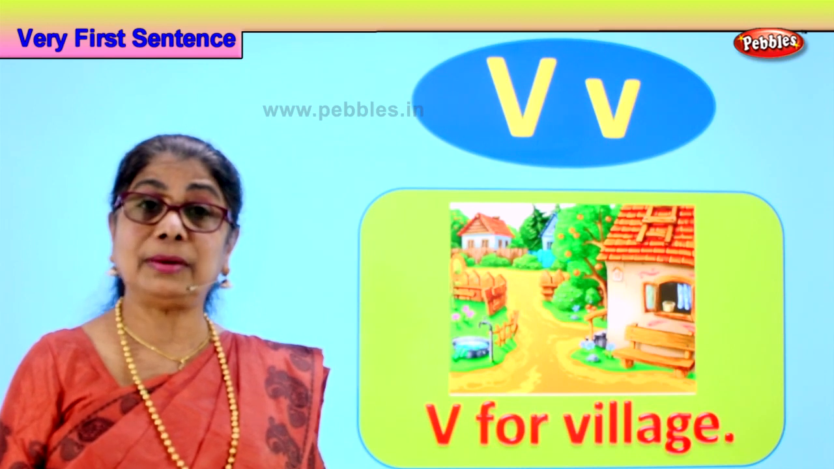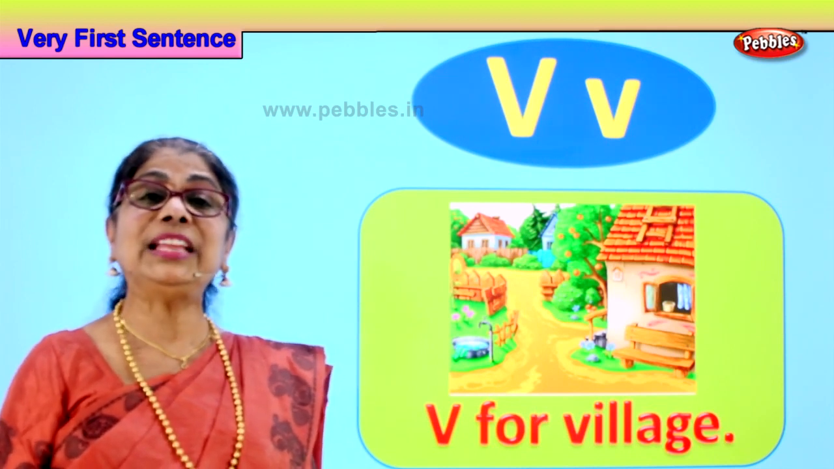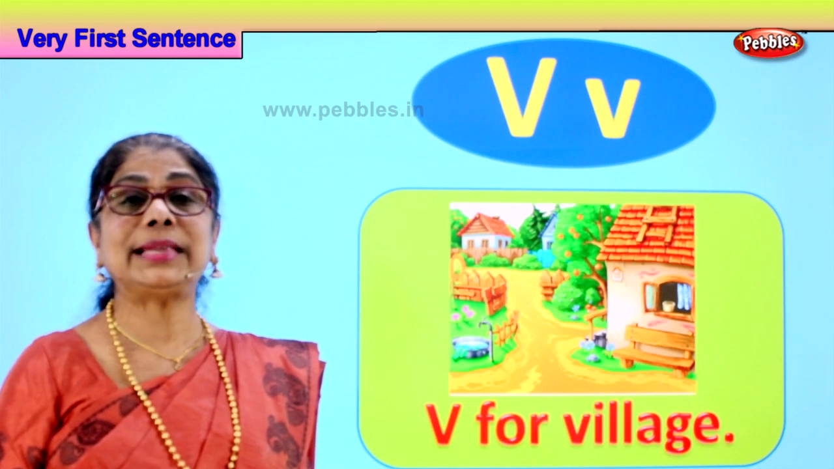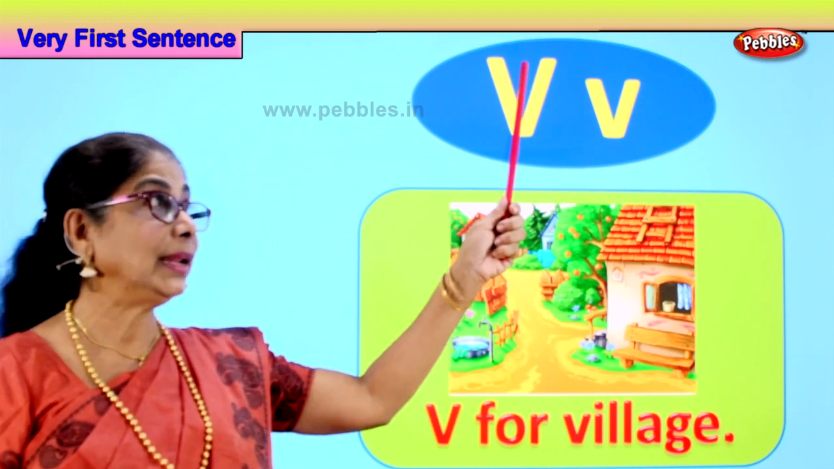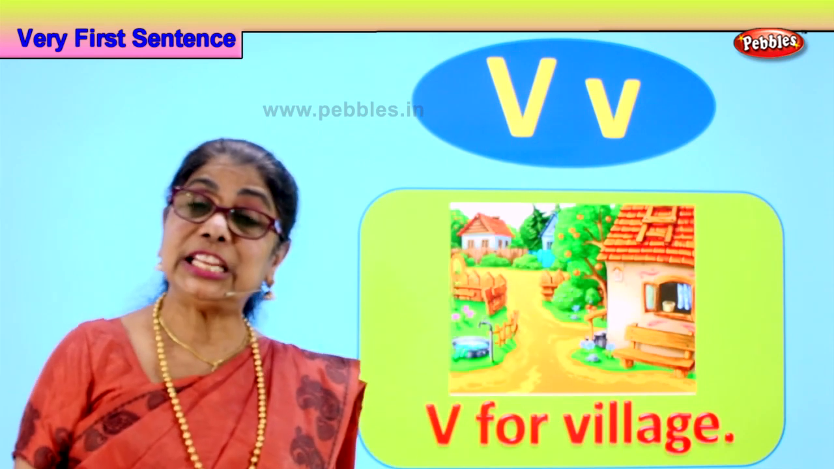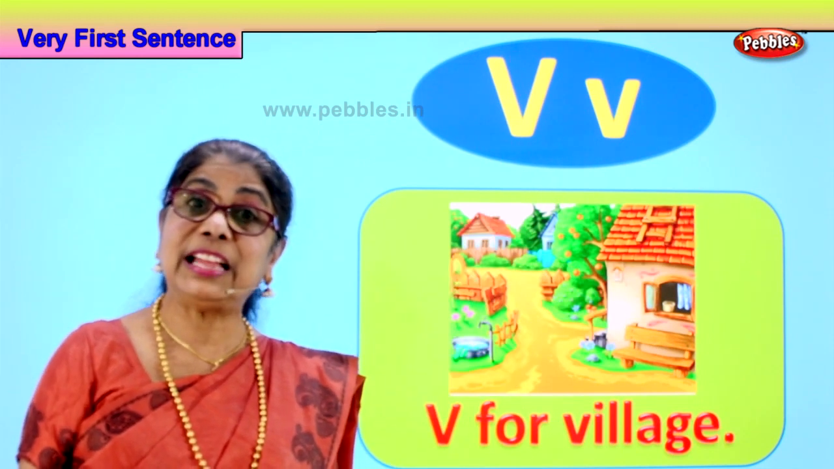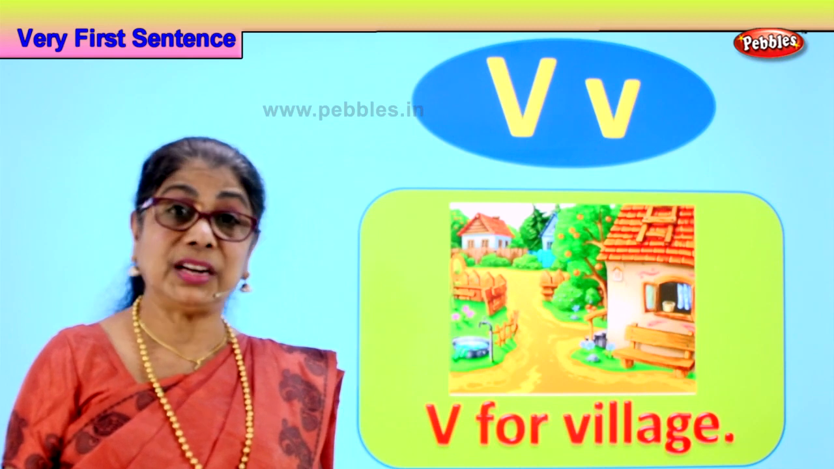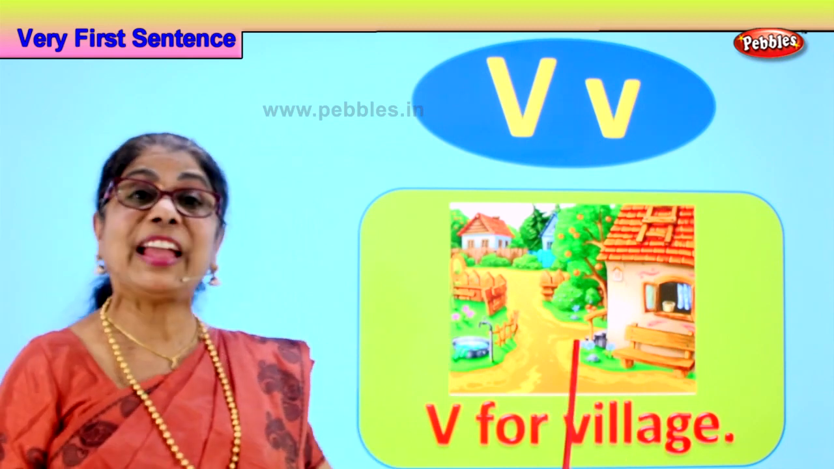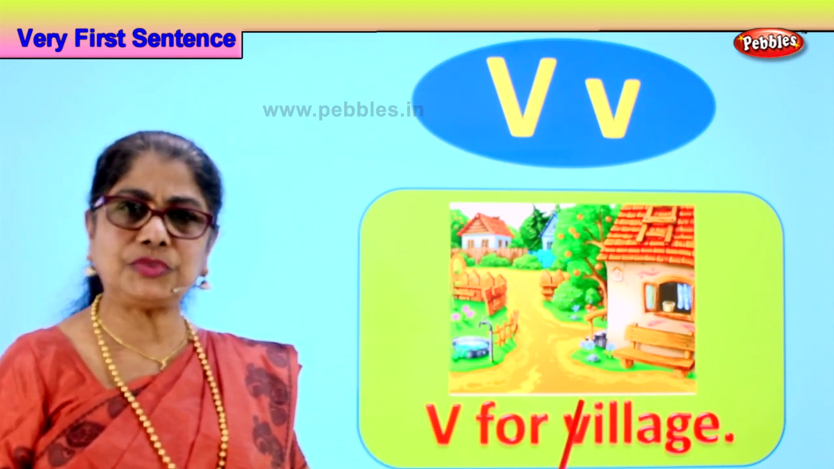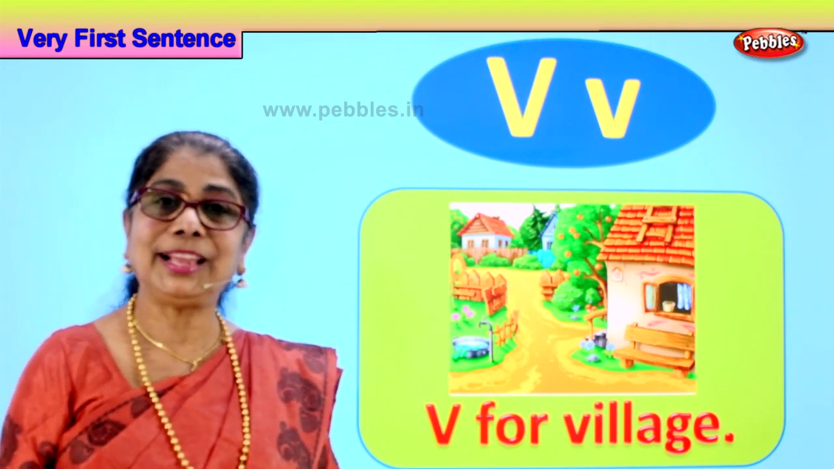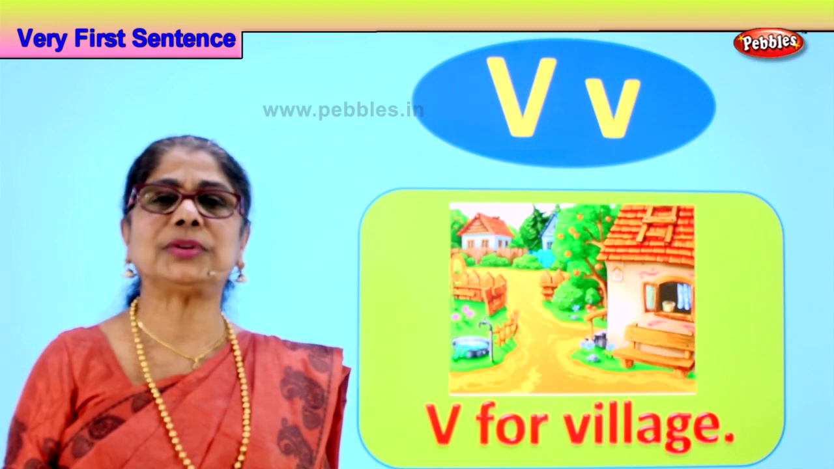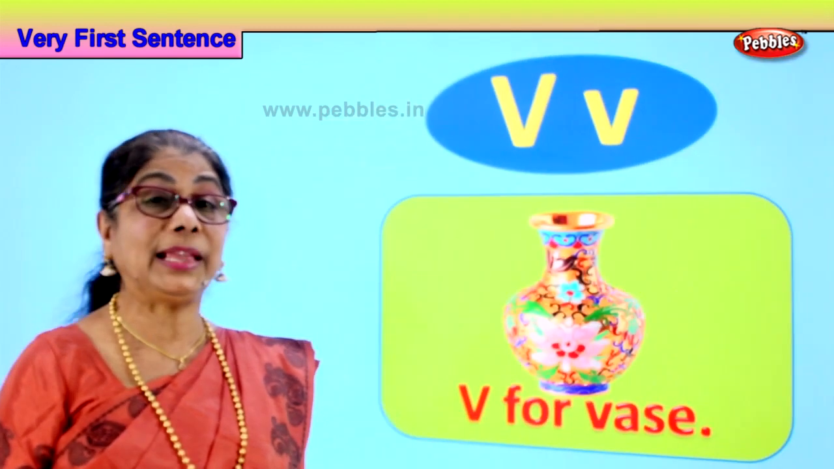Some families live together in a small village. Children come together, parents come together. The village is a beautiful setup where families are happy. Capital letter V and small letter V, sound is V. The sound of V is V. This is the picture of a village. Let's read. V for village. Good. Let's take a new picture and read the word that begins with the letter V.